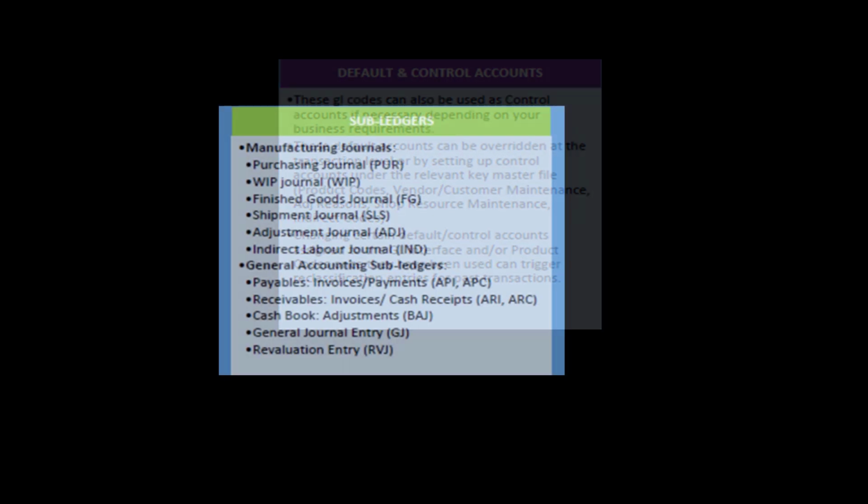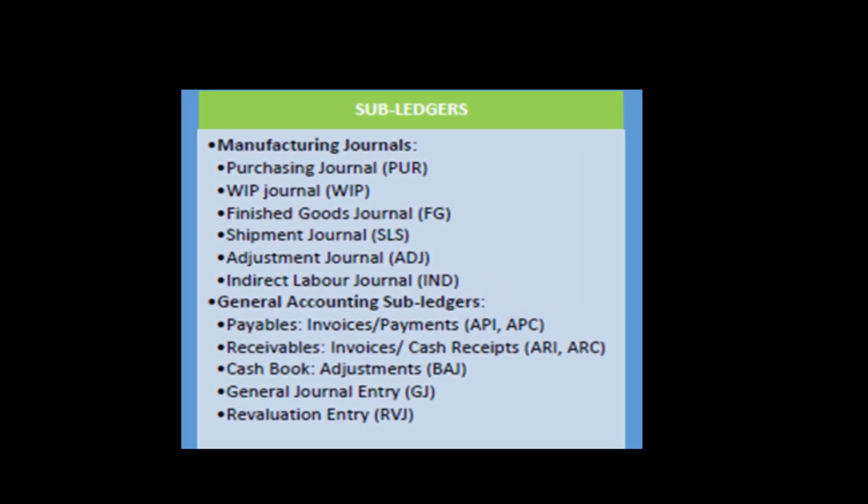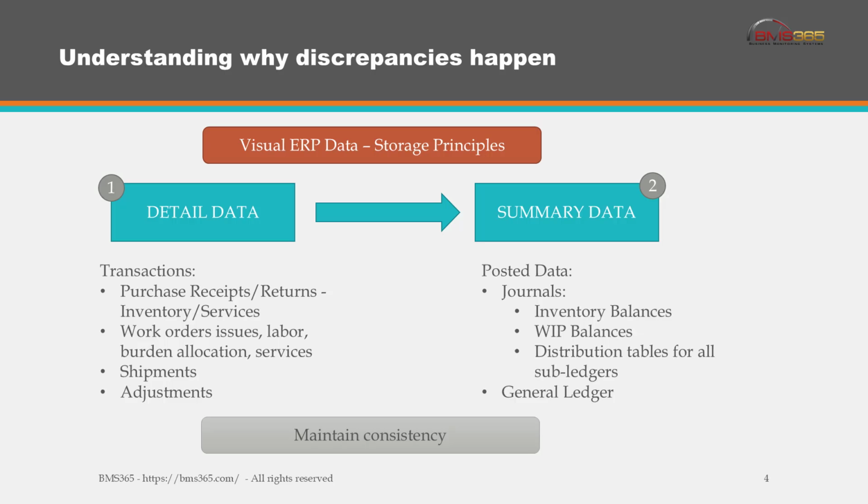You also need to know your subledgers by name so you can go to the right place to find and fix issues. The detailed data shows every transaction: inventory movements, purchase receipts, work order issues, shipments, and adjustments. This is where you can spot discrepancies before they snowball.